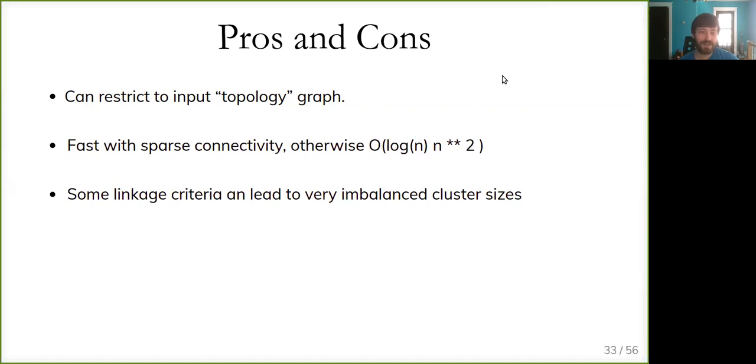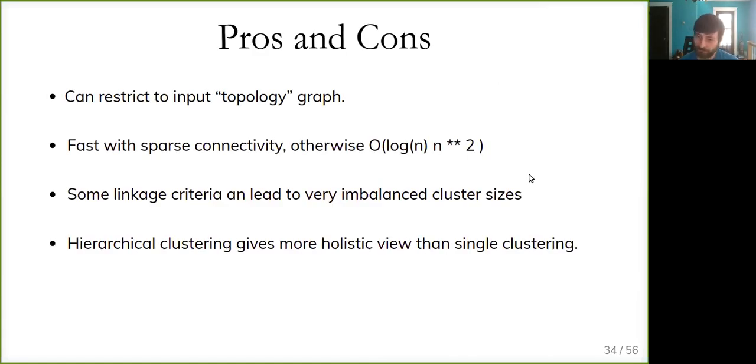Some linkage criteria create very imbalanced cluster sizes. So that's a little bit tricky. With Ward, you don't get that as much. And looking at hierarchical clustering, these dendrograms are kind of nice because they give you a more holistic view than a single cluster.